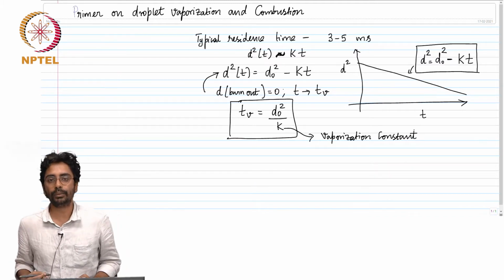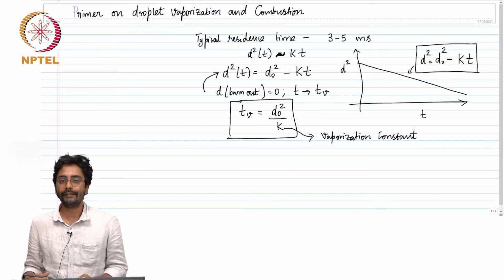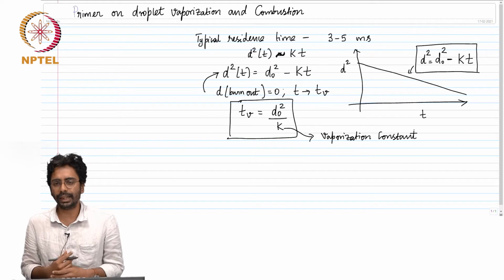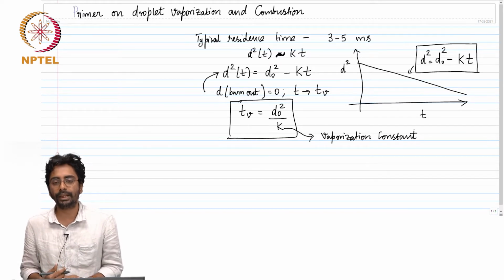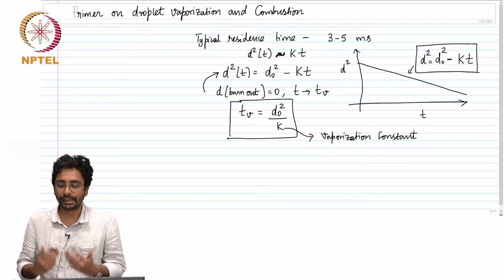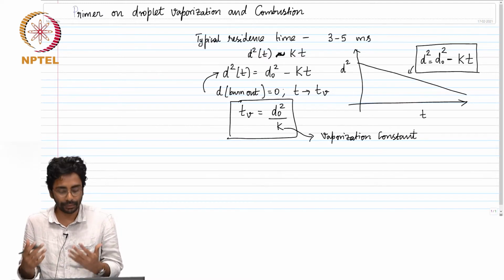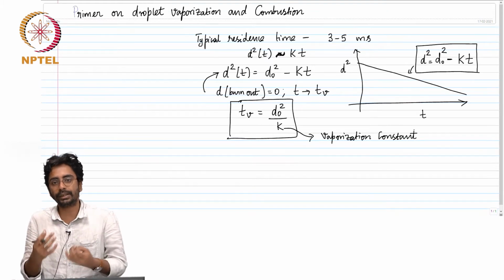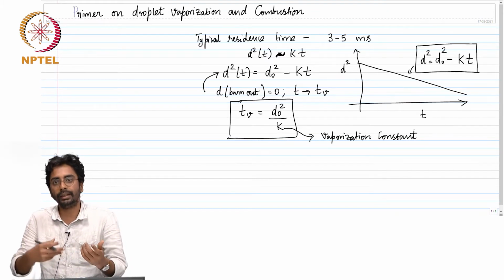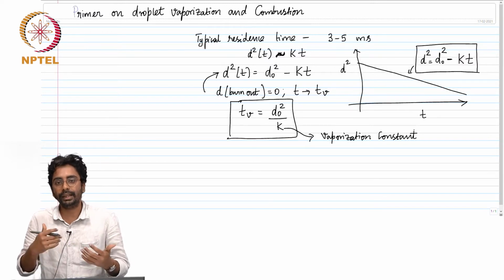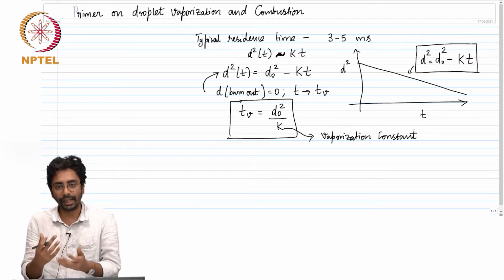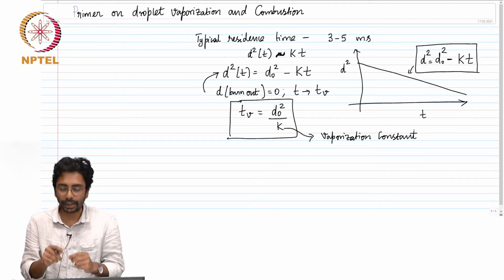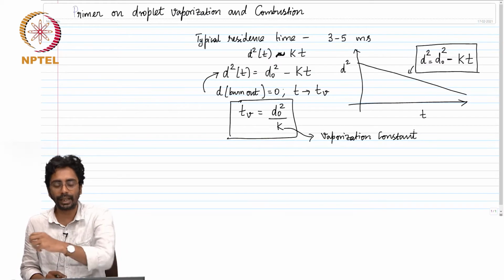This d square law is an experimental fact. Now one might wonder, it is not just droplet vaporization that is happening inside a combustion chamber. There are several other processes that happen, as you would have learnt in this course from the earlier lectures. The fuel and the oxidizer have to mix, and that has a certain time scale, and then it has to undergo chemical reactions, and that has a certain time scale. But why are we so focused on this particular process and not on mixing and chemical reaction?